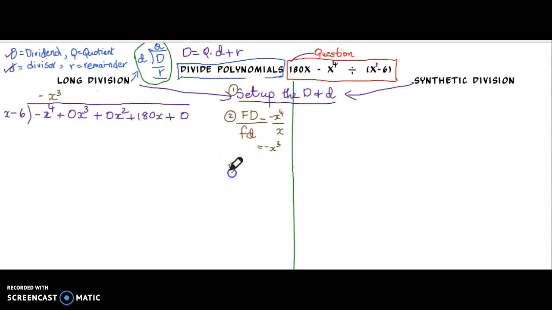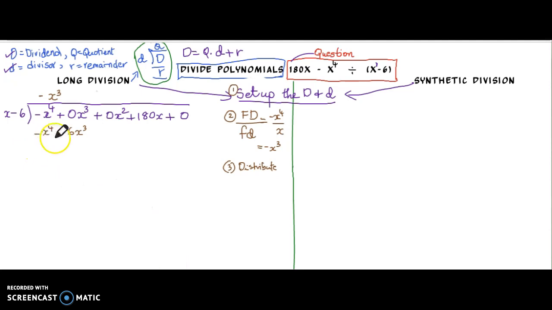After you do that, you distribute that negative x cubed. Distribute means to multiply. We have to distribute it to the divisor. So negative x to the 3rd times x will be negative x to the 4th. Negative x cubed times negative 6 will be positive 6x cubed. Now, when we talked about the first example, we know that when we divide numbers, what do we do next? We subtract them, right?